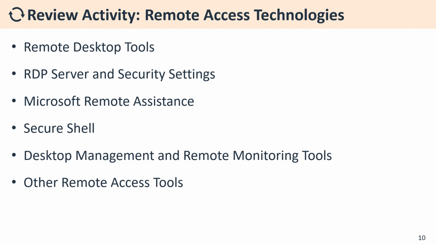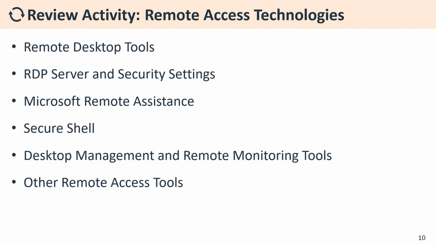All right, so this is the end of this first section of this lesson 19. We talked about remote desktop tools. Specifically, we talked about the RDP that comes with Windows. We also talked about VNC and some third-party tools. We discussed RDP server and security settings. Specifically, we talked about the fact that you got to make sure that you use strong authentication, strong passwords, that the operating system is up to date.